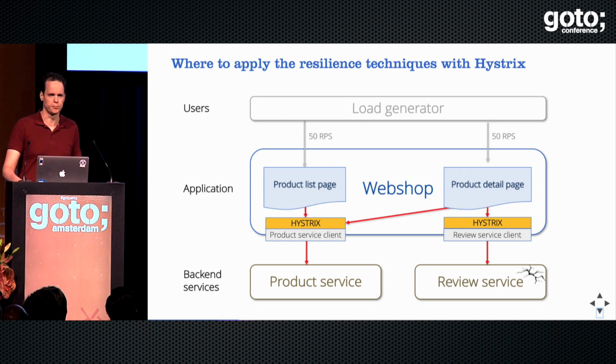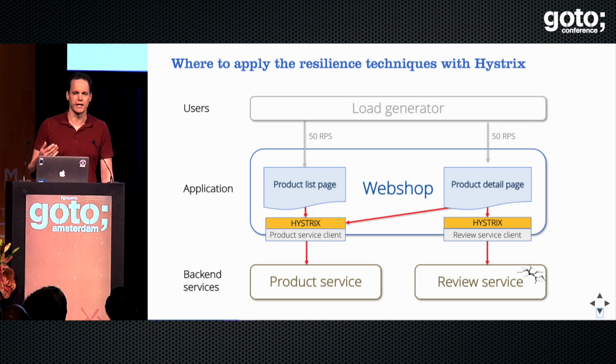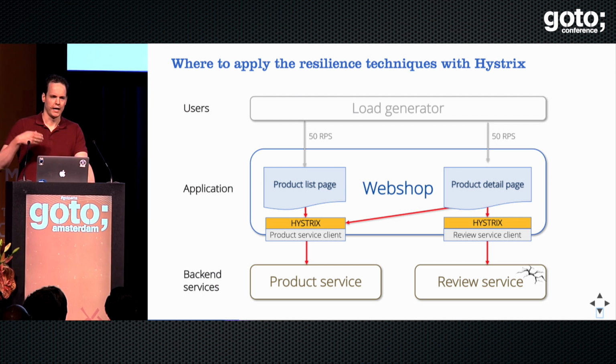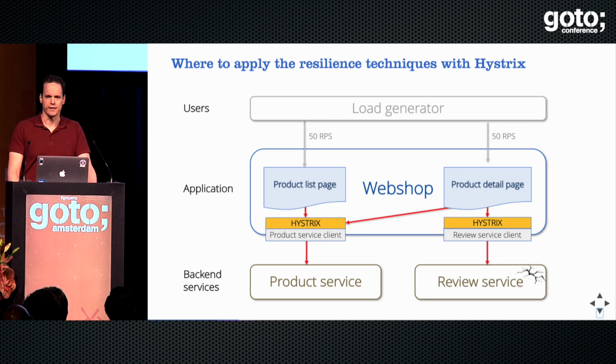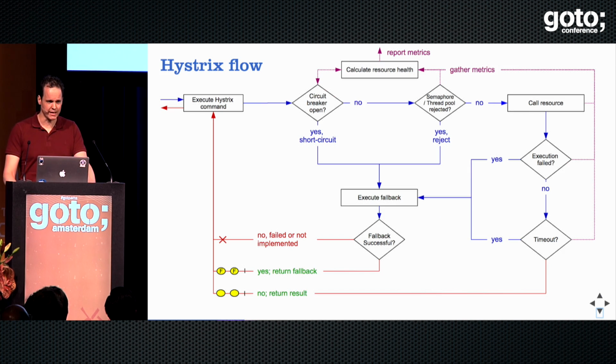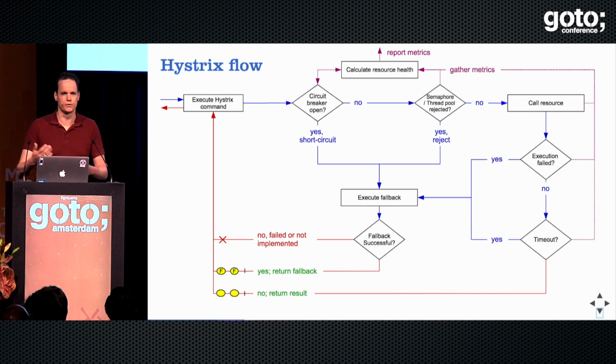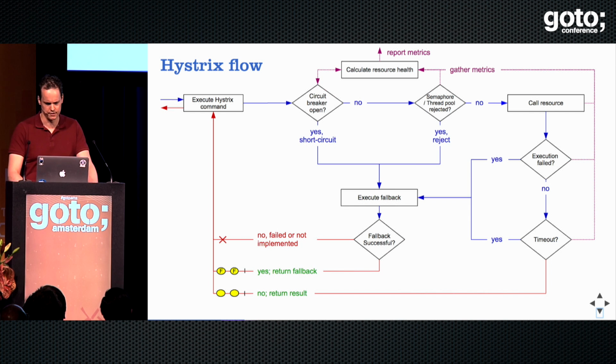So in Hystrix, where do you put in Hystrix? Well, you put it in the application that you're trying to protect. So here we're going to try to protect the web shop, and we're going to put it in front of the client library. So the client library, it's mostly an HTTP client, and every call to the HTTP client is going to go through Hystrix first. And Hystrix has this flow of doing things to give that protection. And you don't need to remember this flow now. We'll walk through it during the presentation.